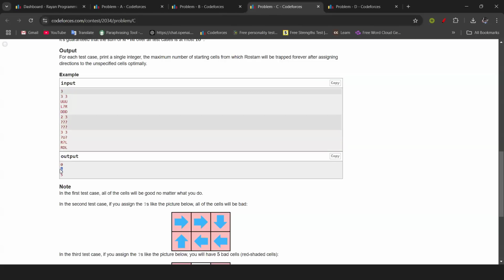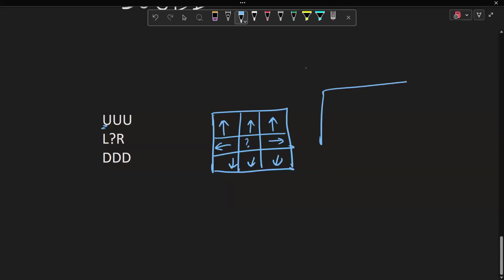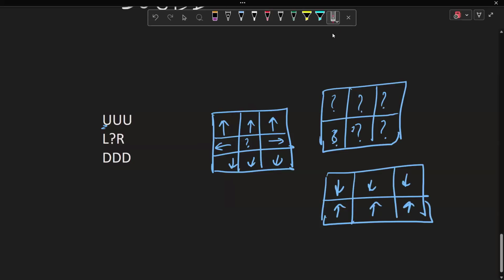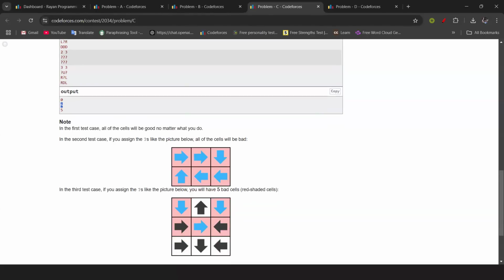How? Let's say you are given the test case where all of them are question marks. Okay, it was a 2 cross 3 grid. So what you can do is make all starting points trapping. One simple thing you can do is have a down and up, down and up, down and up. You can observe from here only, when you have a right and left, something like that.